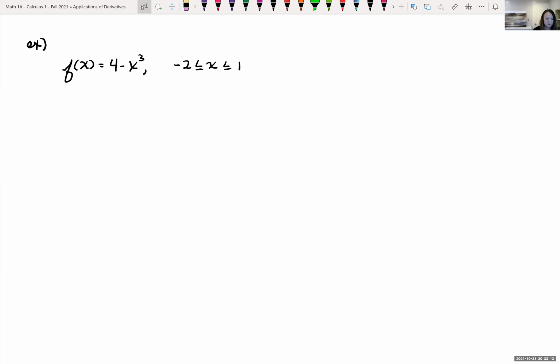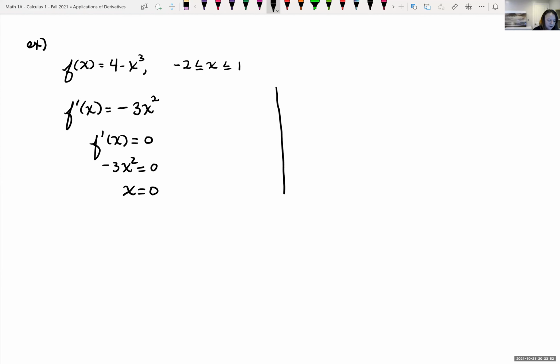So to find our absolute extrema, we want to find our derivative, and we want to find when our derivative is equal to 0 or undefined. Taking the derivative, this one isn't bad. The derivative of f of x is equal to, well, the derivative of 4 is 0, minus the derivative of x cubed, which is 3x squared. So we set our derivative equal to 0. Well, -3x squared equals 0 when x is equal to 0. Our derivative function is defined everywhere. So this is where we want to test our values.